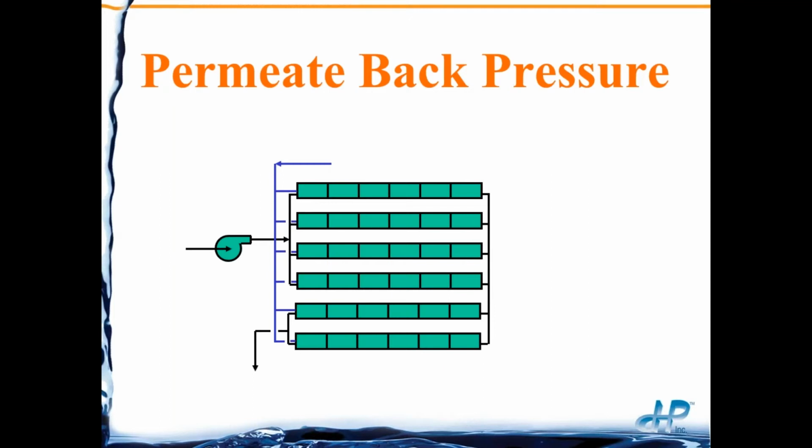Where the permeate back pressure occurs is whatever's closest to the permeate header coming out of the RO system. If it's on the left-hand side like we're showing here, of course those first elements on the left-hand side will have the permeate back pressure damage. If it's on the right-hand side, we'll see the elements on the right-hand side being damaged.